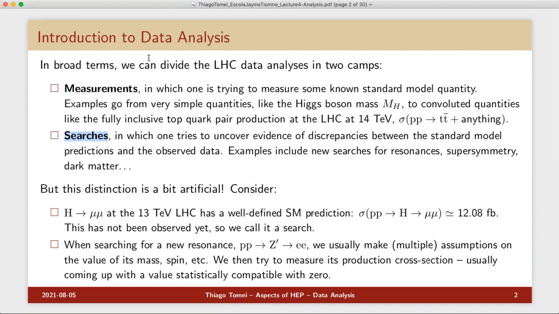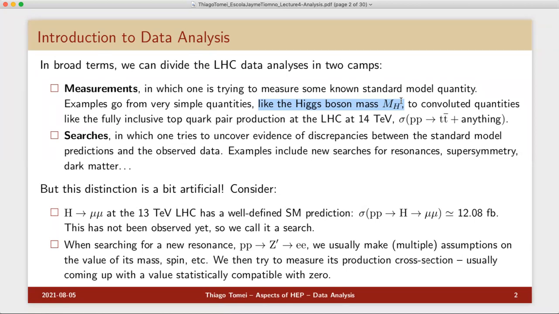So what's the difference? In measurement, one's trying to measure some known quantity, and usually something that's known from the standard model. And this can be something very simple, like for instance, the Higgs boson mass, or in general, the mass of any particle, or the spin of any particle. But it can also be something much more convoluted.